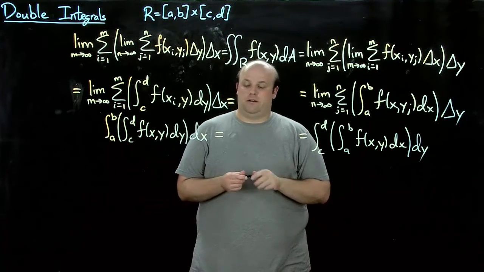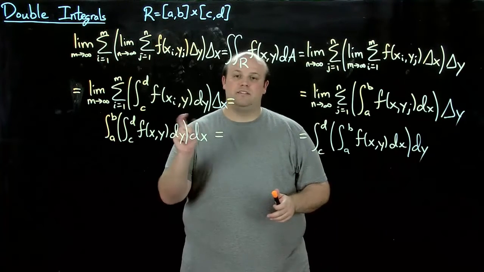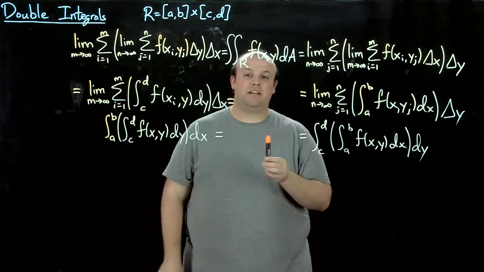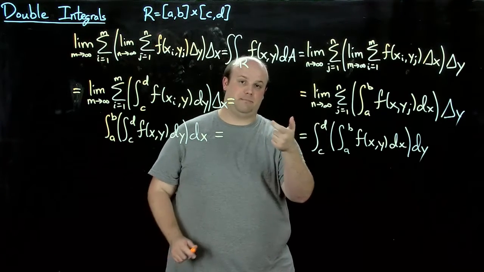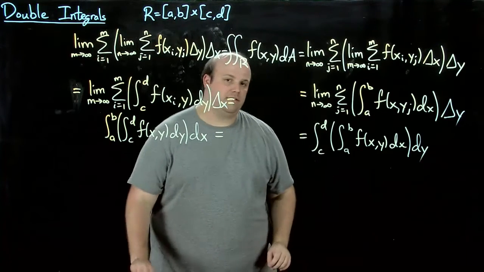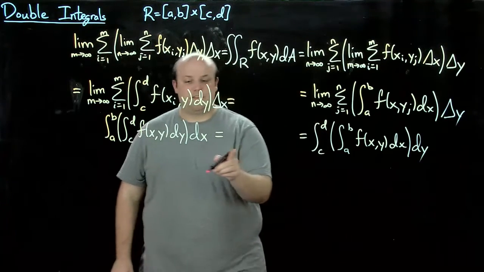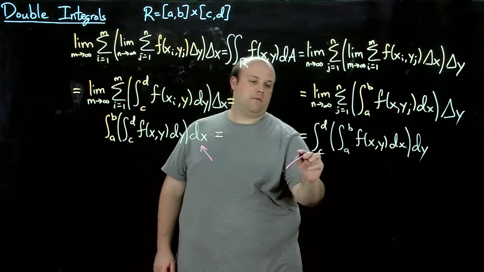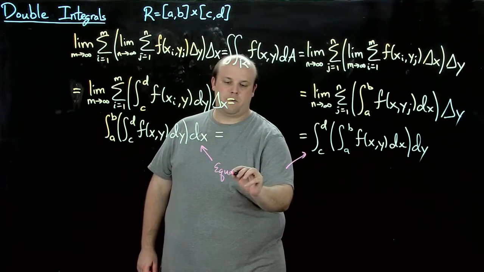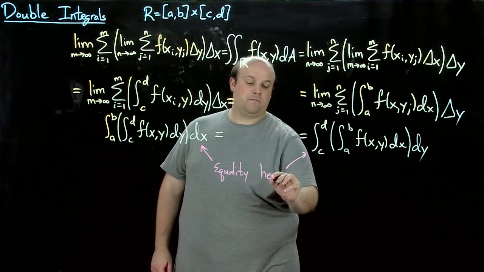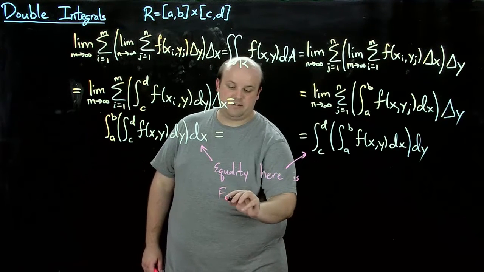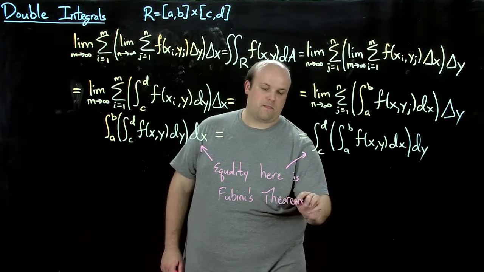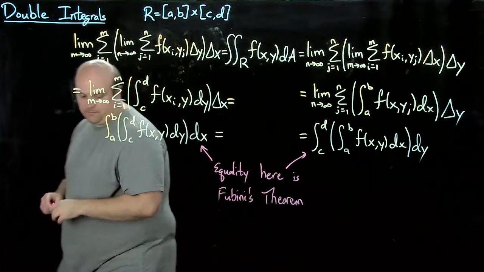All right, I do want to point out that for a rectangle, it's fine to just flip the integrals like this, and do whichever order you want. But in general, it's a little bit trickier than just flipping the bounds. We'll see that in a couple videos. But what I want to say is the fact that these two are equal is something called Fubini's theorem. So equality here, this is Fubini's theorem. Just want to point that out for you.